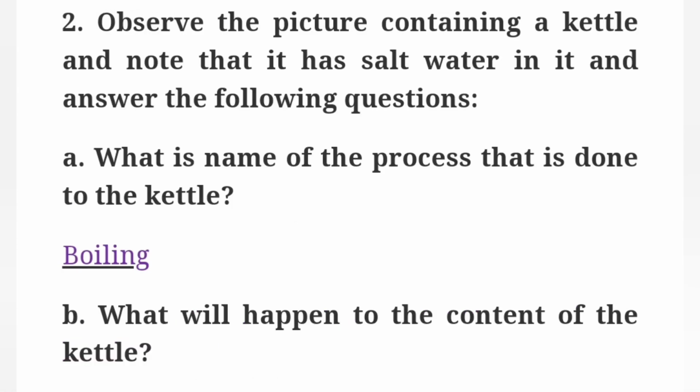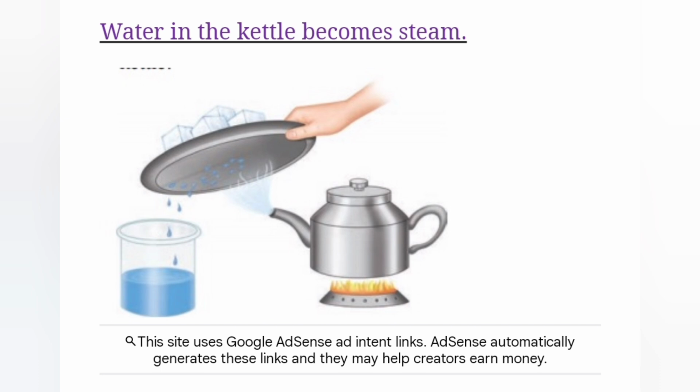Second question, observe the picture containing a kettle and note that there is salt water in it, and answer the following questions. Option A, what is the name of the process that is done to the kettle? Boiling. Option B, what will happen to the content of the kettle? Water in the kettle becomes steam.